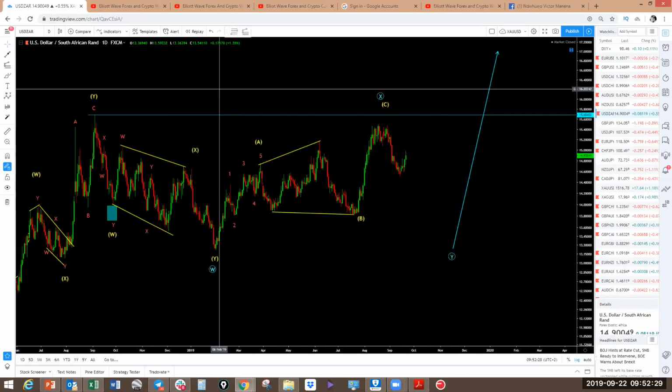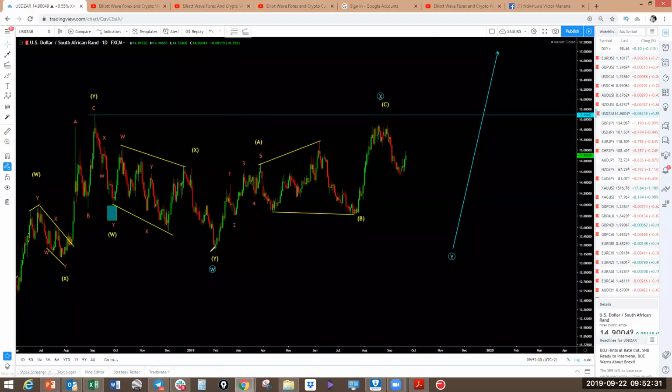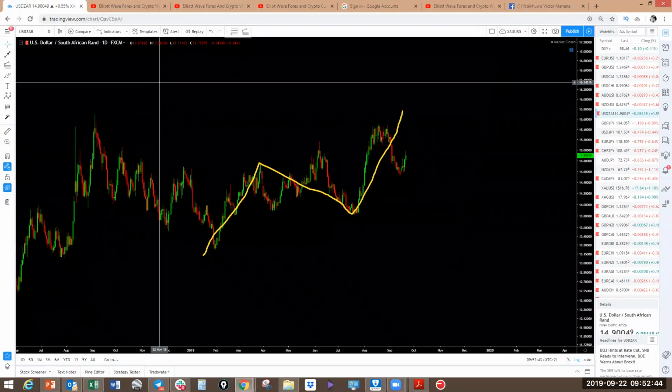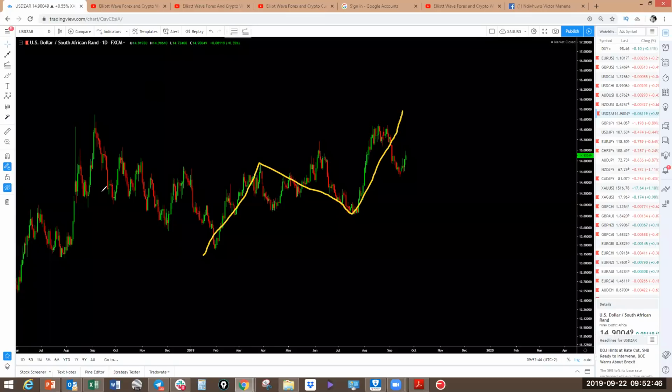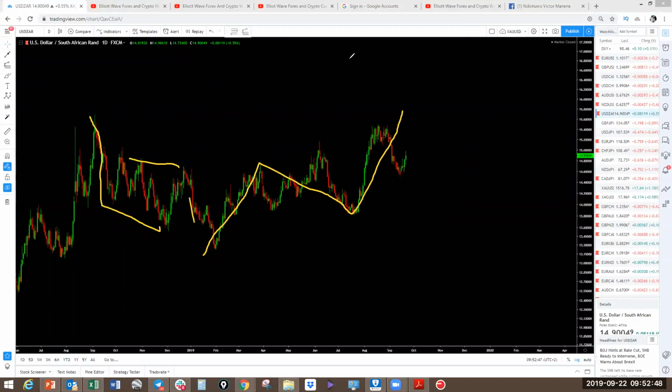All right, so that is US dollar South African rand. Now this one, I may have to change the labeling here. So this is an ABC structure. Now this is no longer a three-wave structure, so this is going to change slightly. So we can switch this off here. It doesn't change the structure. You've got this as a 1, 2, 3 down.